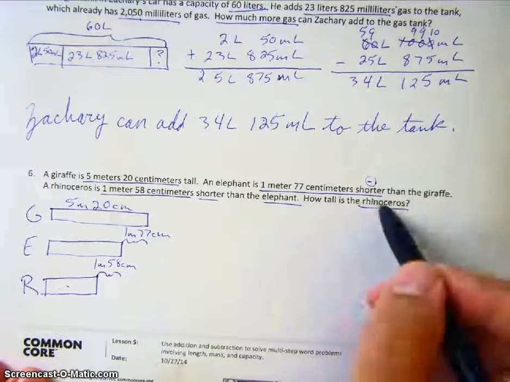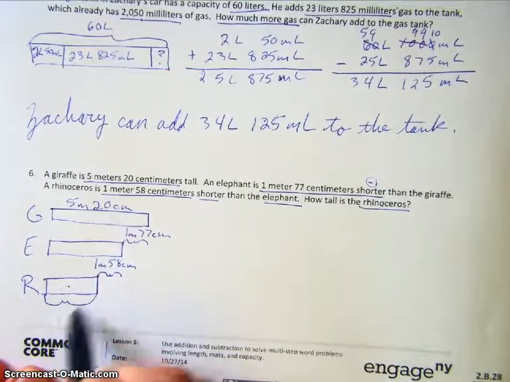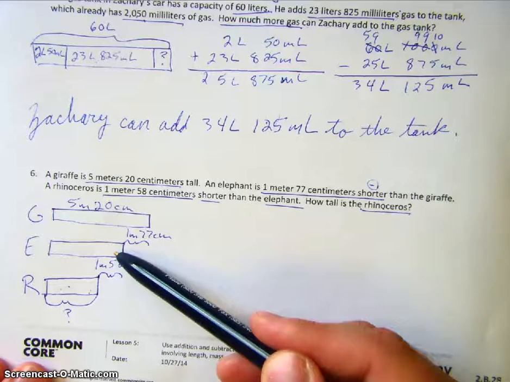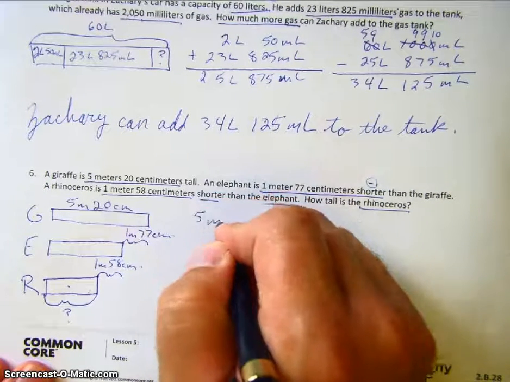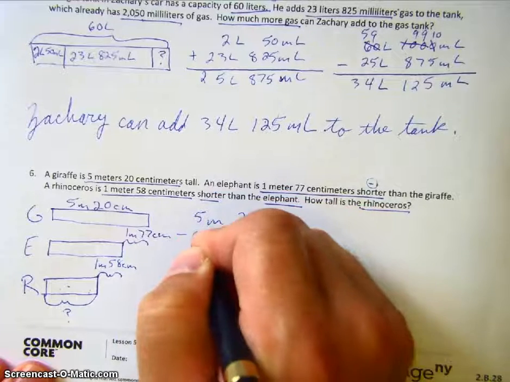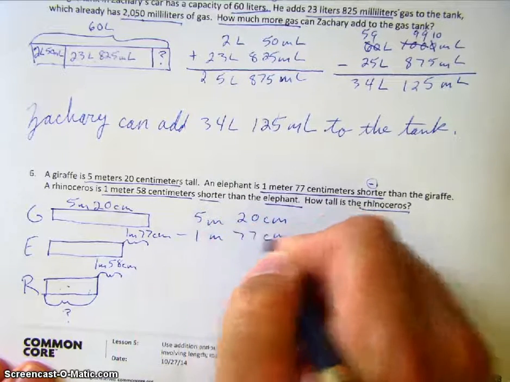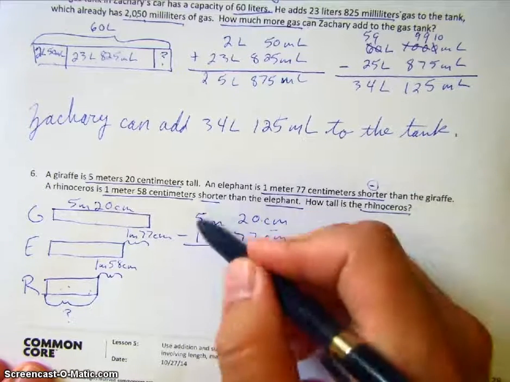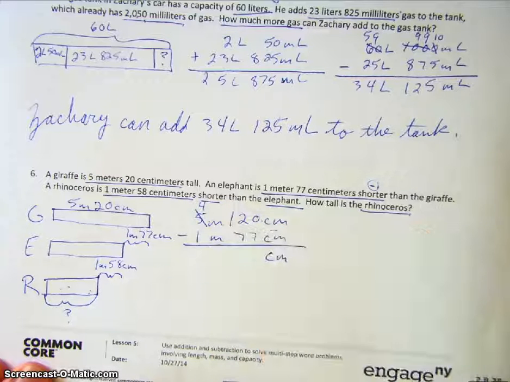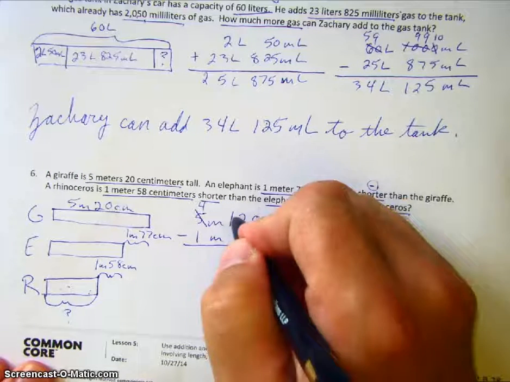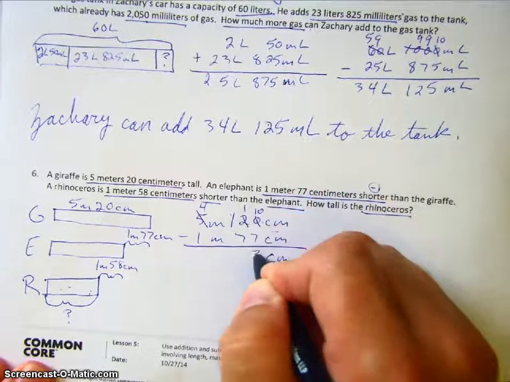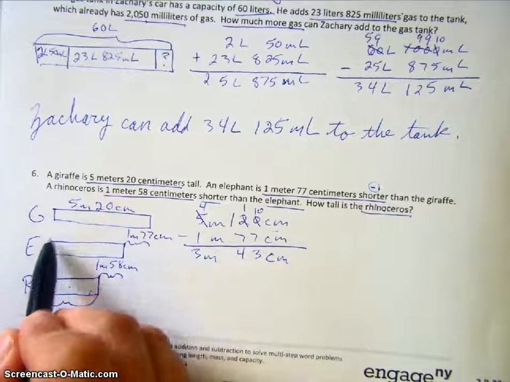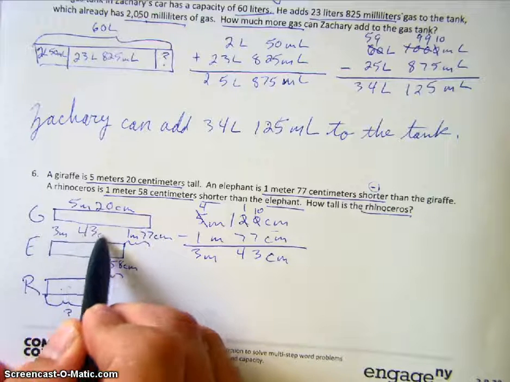So our question here is asking us for just the height of the rhinoceros, so that's what we need to solve for. Now to solve for the rhinoceros, we need to solve for the elephant. So we're going to take the measurement of the giraffe and subtract the difference. So 20 minus 77, so we need to decompose 1 meter into 100 centimeters. So we can go ahead and subtract now. This gives us the height of the elephant of 3 meters, 43 centimeters.